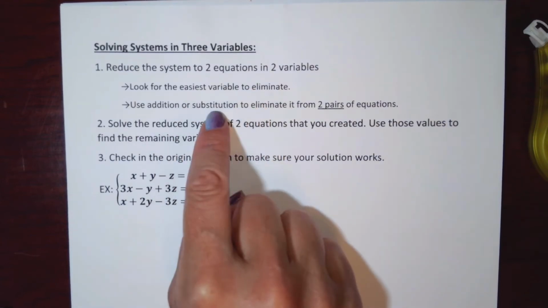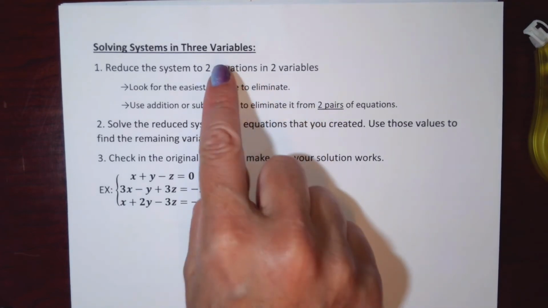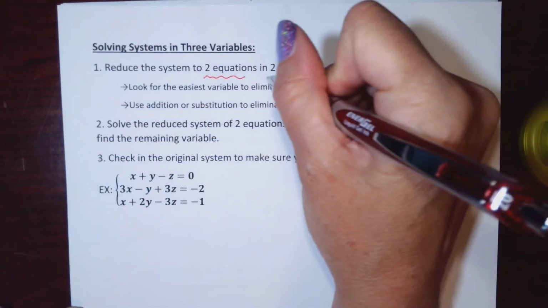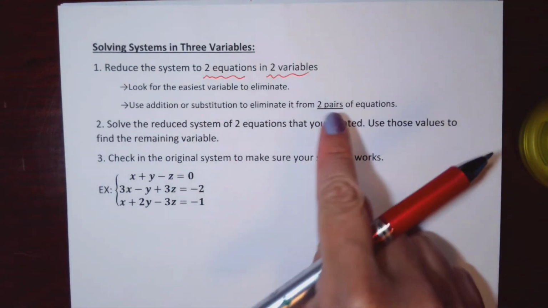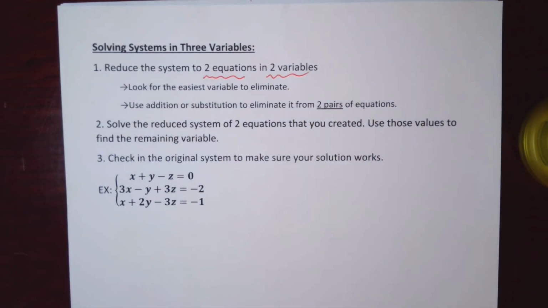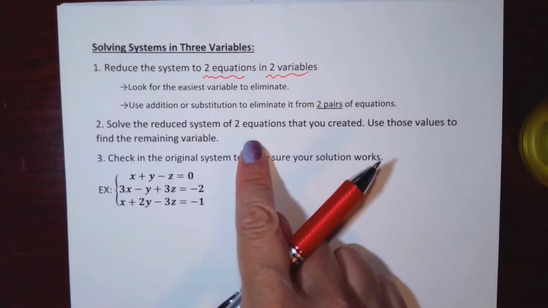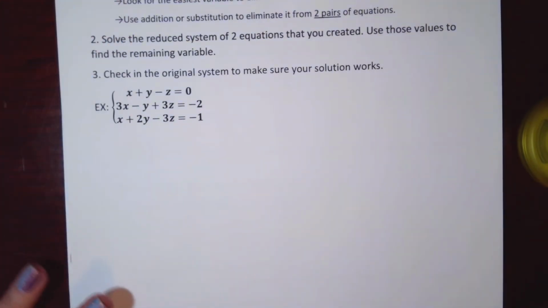We use either addition or substitution to eliminate it from 2 pairs of equations, because we've got to create a reduced system of 2 equations in 2 variables. So you have to kick out the same variable out of 2 different pairs of equations. Then you solve that reduced system of 2 equations, just like we did in the last section, section 6.1. Okay. So let's go through.